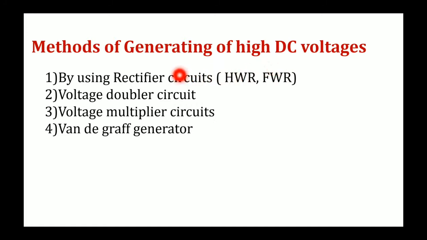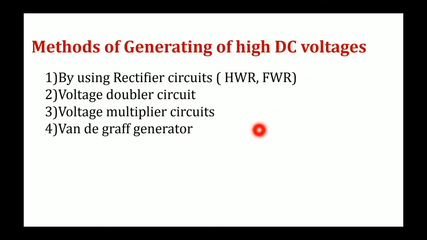This is one of the techniques used for the generation of high DC voltage. The second one is the voltage doubler circuit, the third one is the voltage multiplier circuit, and the fourth is the Van de Graaff generator. This generator usually works on the principle of electrostatics. So these are the four techniques usually adopted for generating high DC voltages.